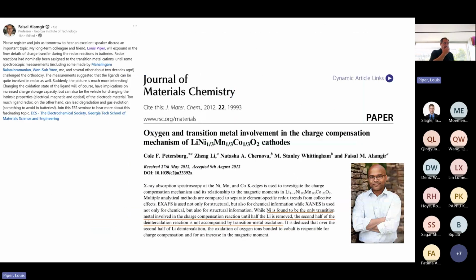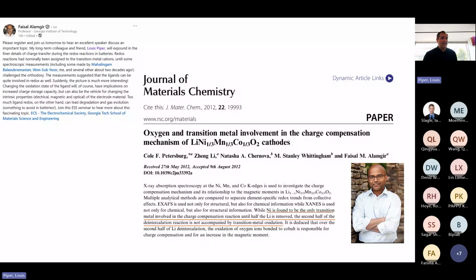So I saw on LinkedIn Professor Alamgir. I've known Faisal for a long time. We have shared links to Brookhaven National Labs. I remember seeing on his LinkedIn post promoting today, he highlighted that this is a long-standing problem. And he's right. So I've highlighted one of his papers, where he's looking at lithium nickel oxide as a mixture of a third each of nickel, manganese, and cobalt.